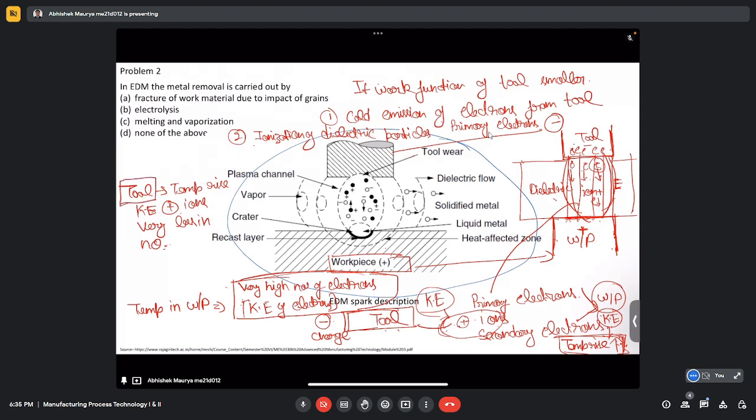The main job of the tool is that it has the counter shape of the required geometry, as well as being a conductive material, so that it could help in formation of the spark. But we are not interested in losing the dimensional accuracy of the tool. So we want very little material removal from the tool in comparison to the workpiece. So this was the overall process of how the spark takes place and how the material removal takes place.